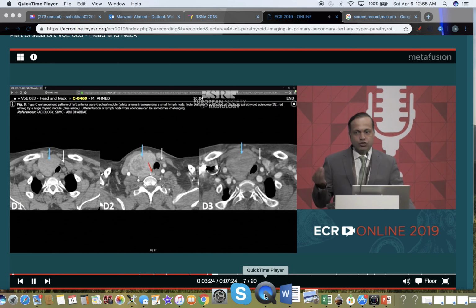It can be a lymph node, the ubiquitous lymph node, and they can usually have type C enhancement, like in this case. This was a lymph node, but in some cases it is very hard to differentiate. So you have to keep in mind that there can be lymph nodes. Here is a parathyroid adenoma which was pushed posteriorly by the large thyroid nodule into an ectopic location in the prevertebral space.